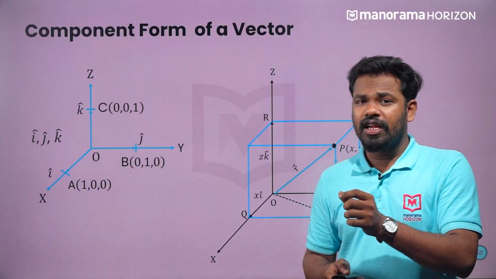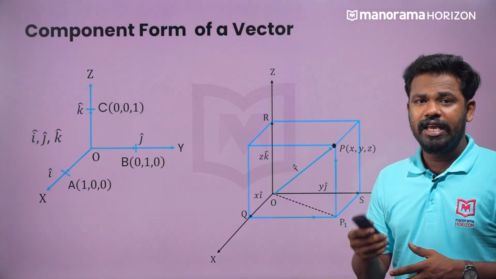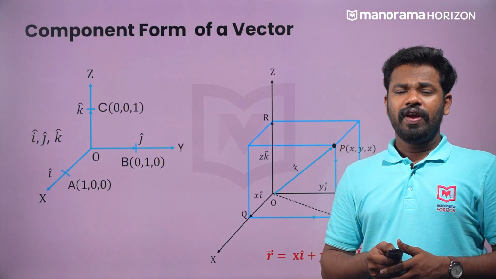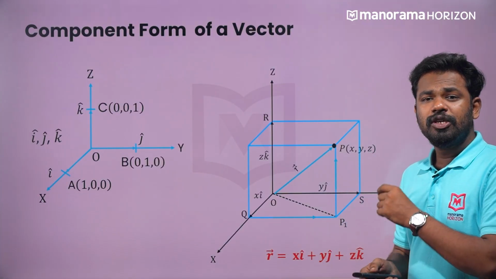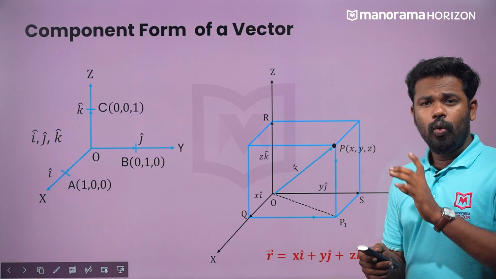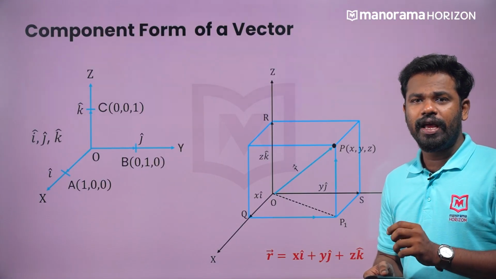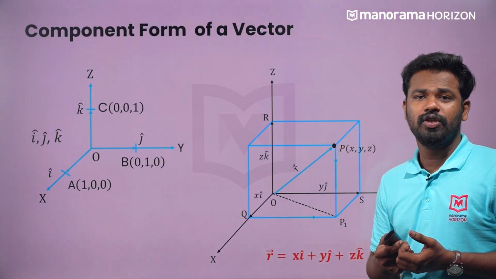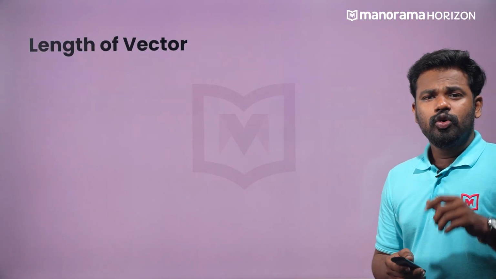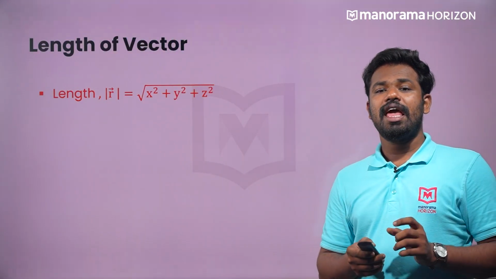For example, consider a vector R in 3D space. Then it can be decomposed as the addition of these vectors, that is i cap, j cap, k cap, with the suitable x, y and z components. Here vector R can be written as xi plus yj plus zk. This form of any vector is called the component form of a vector. One should note that x, y and z are called the scalar components of the vector R, and xi, yj and zk are called the vector components of vector R along the respective axes. Here one should note that to obtain the length of vector R, we have to take the square root of the sum of squares of components x, y and z.